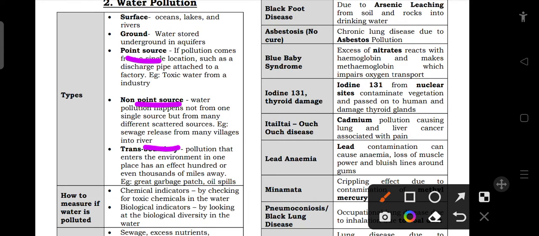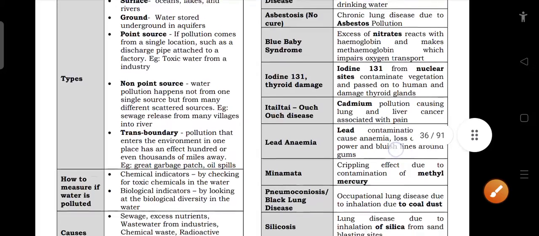Now what is transboundary? Pollution that enters the environment in one place has an effect hundreds or even thousands of miles away, because if we are polluting this place, that river or something will reach another place also. So it will have an effect on places which are even 1000 miles away. Example, the great garbage patch, and also oil spills, which will affect a vast area, right? So these are transboundary pollution.